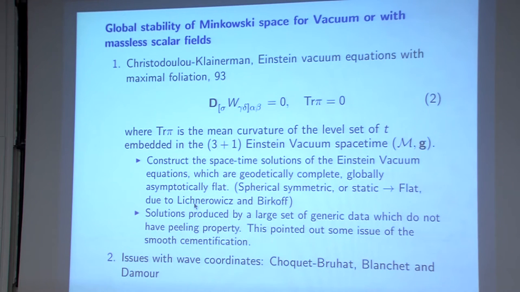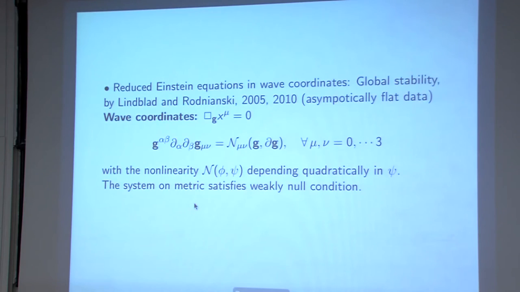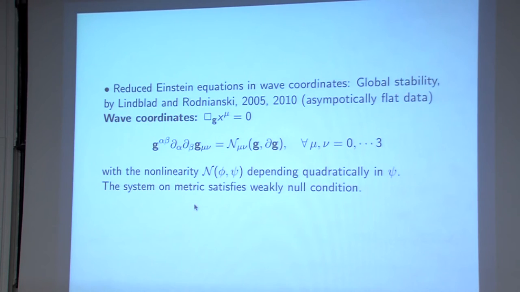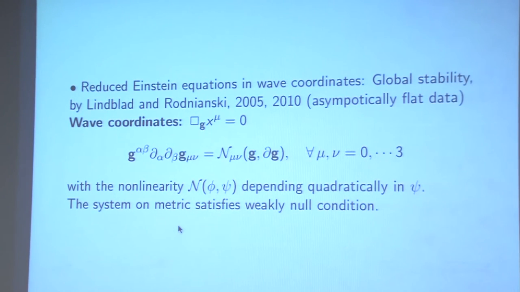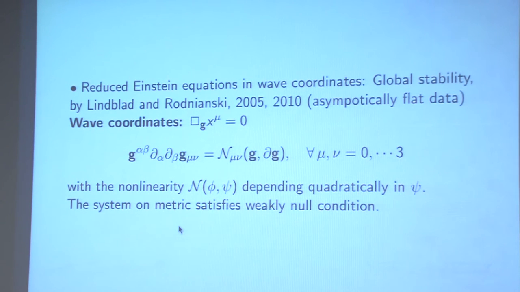So let's not talk about, I wrote something about wave coordinates because this is history, but there is another page. This is about reducing the Einstein equation in wave coordinate gauge, because at the beginning, a lot of people believed wave coordinate gauge is not nice enough to describe metric, because it's like a fixed coordinate, and also the equation has no null structure. But due to the identification of weak null, in 2005, Lindblad and Rodnianski first gave this global stability result for a reduced Einstein equation under wave coordinate gauge.